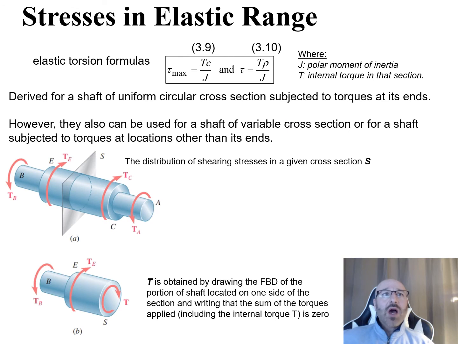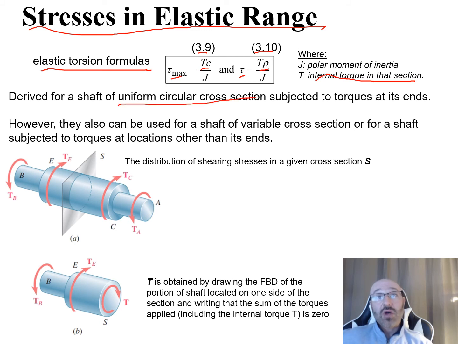Now we're going to continue on looking at the stresses in the elastic range. What I've done is rewrote out these elastic torsion formulas, 3.9 and 3.10 from your textbook. We have tau max is equal to our torque T times that radial distance C, divided by J, where J is our polar moment of inertia, and tau from equation 3.10 is equal to our torque times that radial distance rho, not necessarily at C, divided by that same polar moment of inertia J. We're going to recall our torque is the internal torque in that section. Now these equations are derived for a shaft of uniform circular cross-section subjected to torques at its ends.